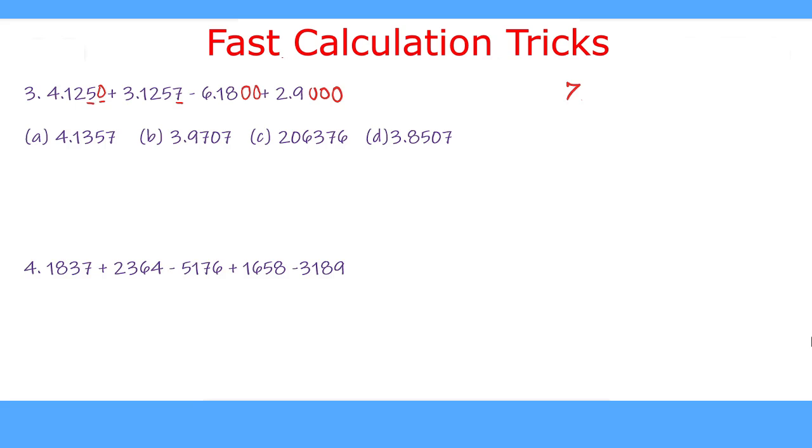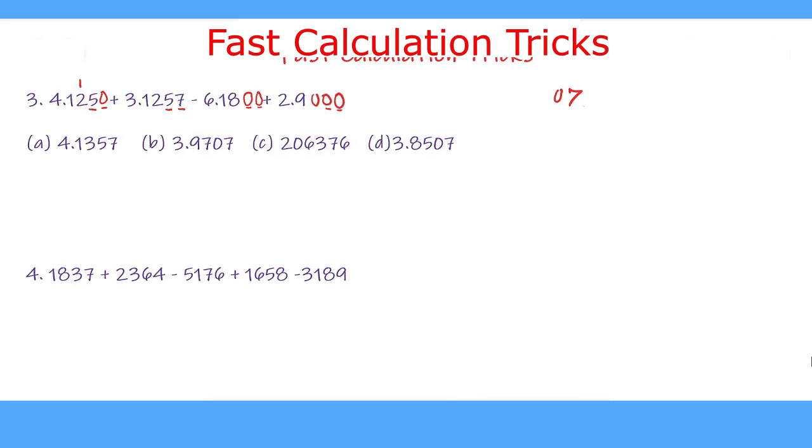5 plus 5 is 10, minus 0 is 10, plus 0 is 10. So we write 0 and carry 1. Now we see that in option B and D, the last two digits are 0, 7. So we can eliminate A and C. But still there are two options and we have to be left with only one option. So we go for the third place.